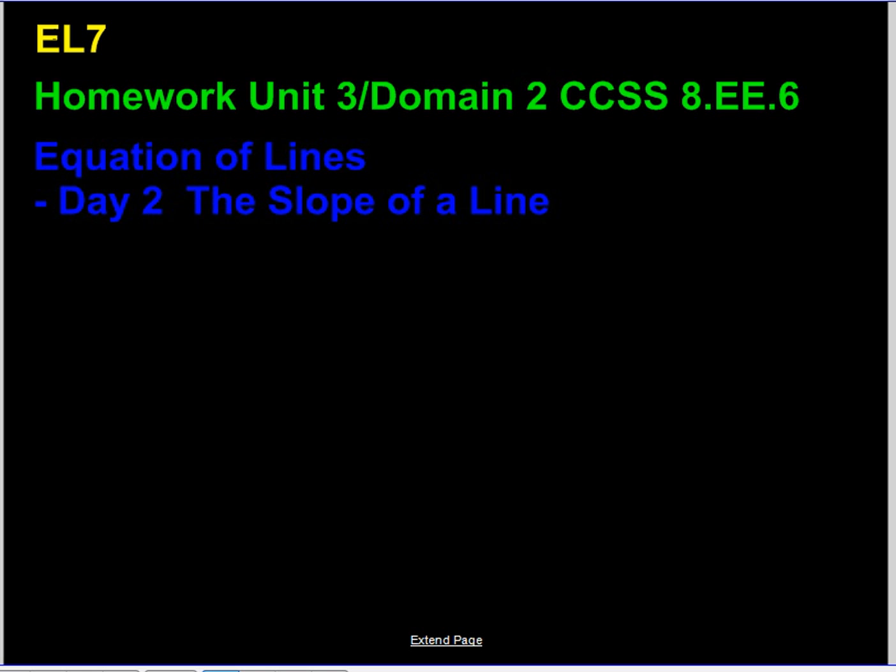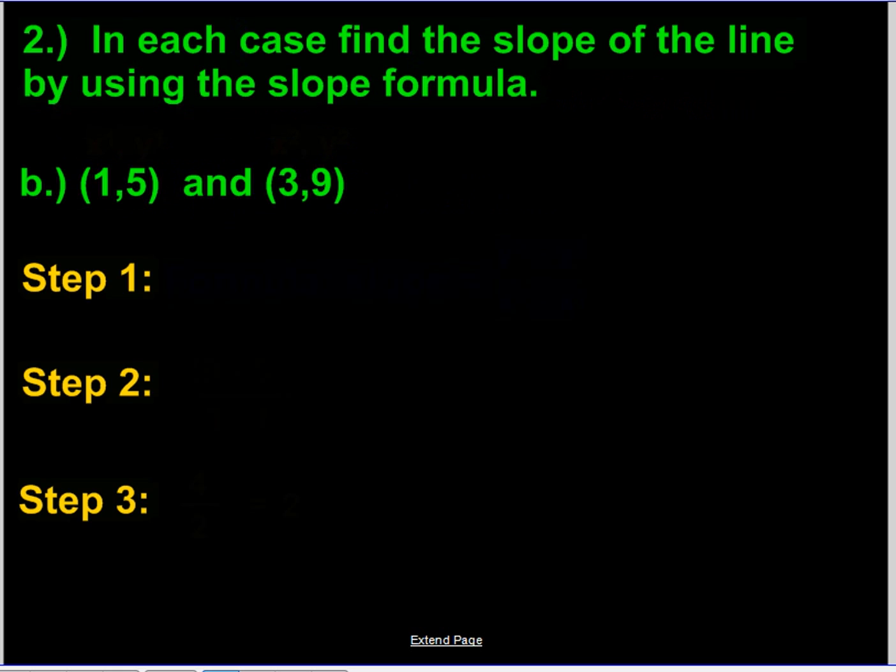Tonight's homework is EL7, equation of lines, and this is day 2, the slope of a line. We'll start by taking a look at question number 2b. In each case, you're asked to find the slope of the line by using the slope formula. So let's review the slope formula.